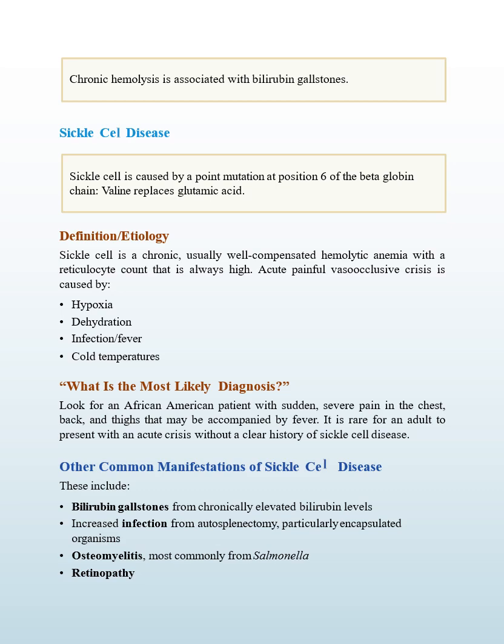If the clinical vignette asks what is the most likely diagnosis, you need to look for an African American patient with sudden severe pain in the chest, back and the thighs, which is accompanied by fever. It is rare for an adult to present with acute crisis without a clear history of sickle cell disease. Which are the other most common manifestations of sickle cell disease?